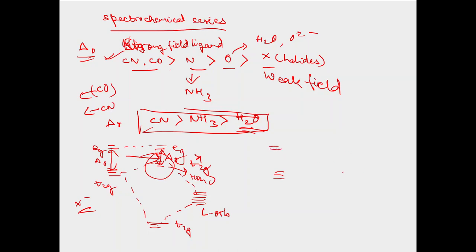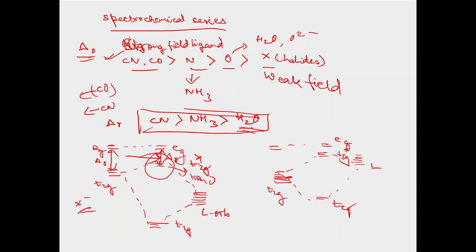as they have empty pi star orbitals, the pi star orbital of the ligand will lie here, and again this metal T2G and the ligand's empty pi star orbital will give rise to a set of bonding and antibonding orbitals, which is T2G and T2G star, and this is EG. So in this case, this drawing should be here.